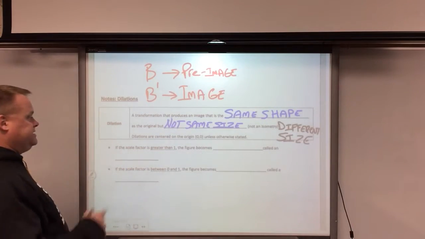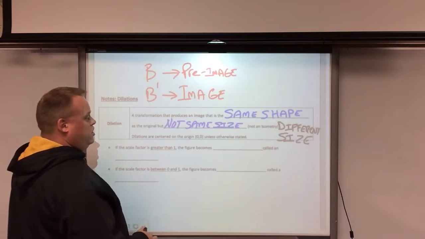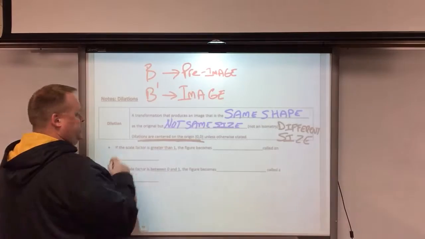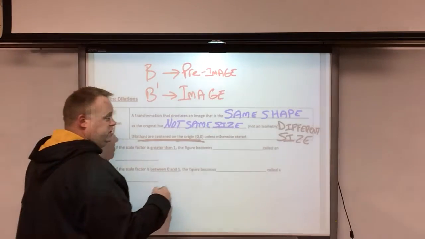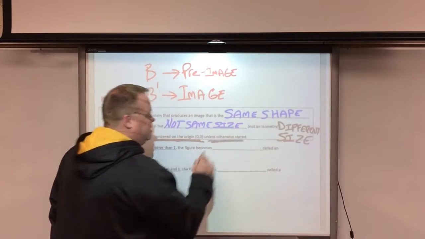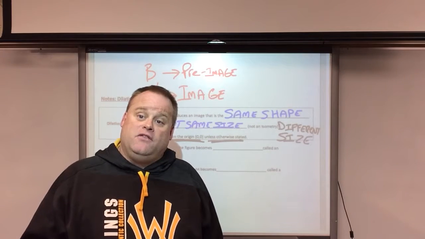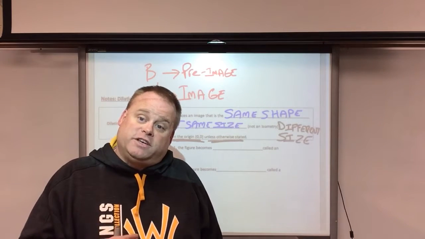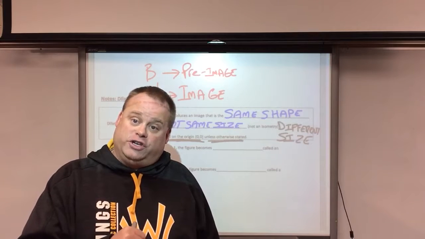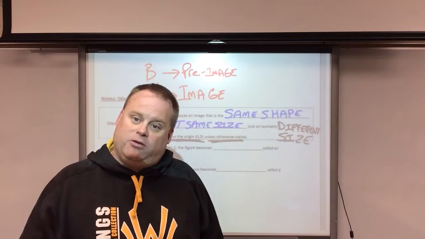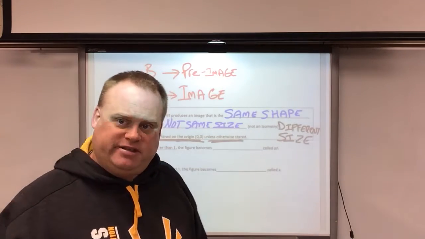All right. And dilations are centered on the origin. This is a key thing right here. This is pretty big. Dilations are centered on the origin unless otherwise stated. So when we do this on a graph, the center is always going to be the origin, or point 0, on the graph, unless you're told otherwise, okay? So that's always going to be the center.